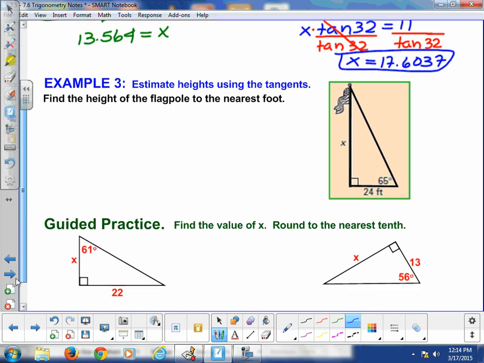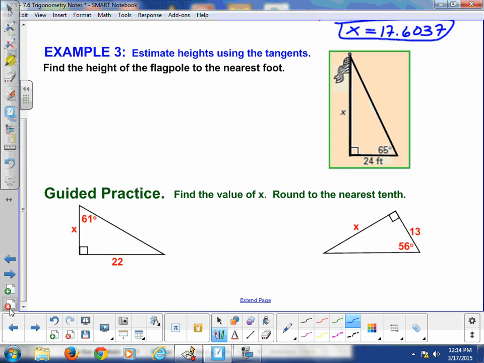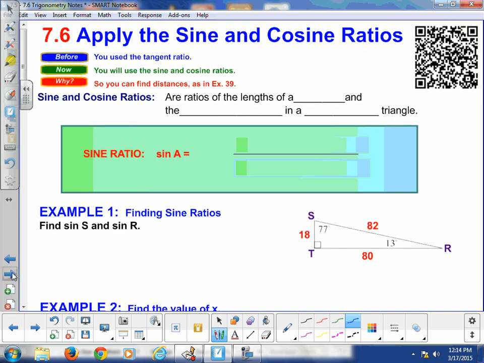We will do example 3 and the other 2 in class. Let's look at sine and cosine. Sine and cosine ratios are ratios of the lengths of a leg and the hypotenuse in a right triangle, which is why we're doing these two together.